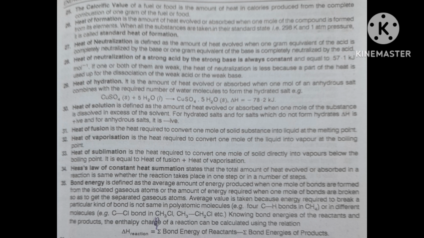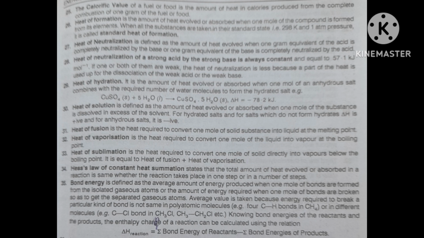What is Hess's law of constant heat summation? Now I am telling you. It states that the total amount of heat evolved or absorbed in a reaction is the same whether the reaction takes place in one step or in a number of steps. Sometimes reaction takes place in 3 or 4 steps. Then all steps you add. Then what is the total heat? Just make the sum.